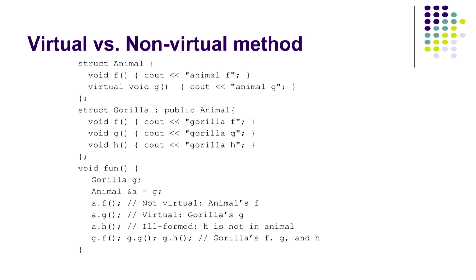Gorilla, right. Because G is virtual, it's going to use the type of the actual object in memory to determine which operation to use. What happens if I do A.H? Well, that's ill-formed. A has no H method. And if I call GF, GG, or GH, it's going to print gorillas F, G, and H, because all the types of G are gorilla.